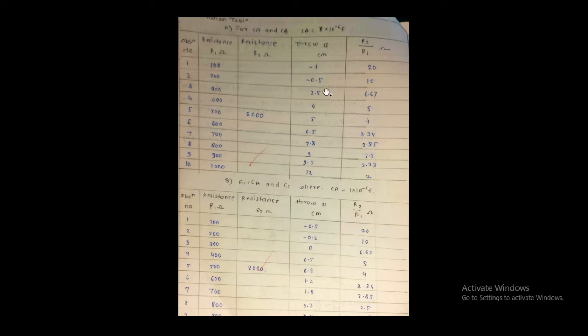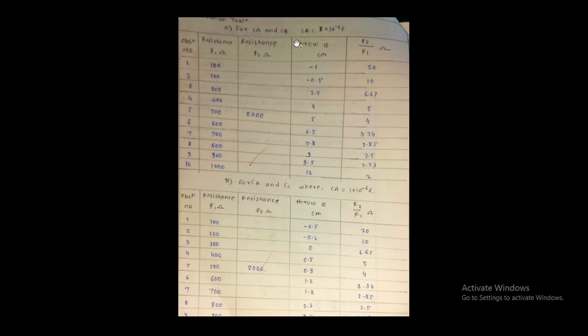Some readings are negative, then 0, and then positive. That is, on the scale 0 is at the center, the right hand side is positive and the left hand side is negative. For the particular ratio 100 to 2000, this is the reading, for 200 to 2000, this is the reading, and so on. Then we have to take the ratio R2 by R1, it is coming here. That is for the Ca and Cb combination.